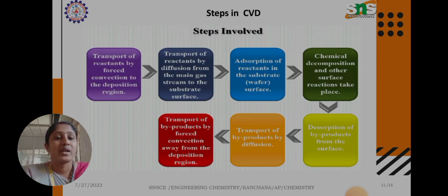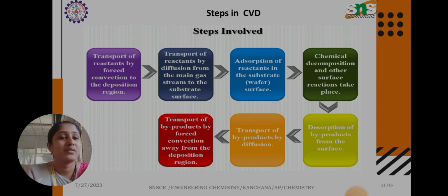Steps involved in chemical vapor deposition: transport of reactants by forced convection to the deposition region; transport of reactants by diffusion from the main gas stream to the substrate surface; adsorption of reactants on the substrate wafer surface; chemical decomposition and other surface reactions take place; transport and desorption of byproducts from the surface; transport of byproducts by diffusion; and transport of byproducts by forced convection away from the deposition region.